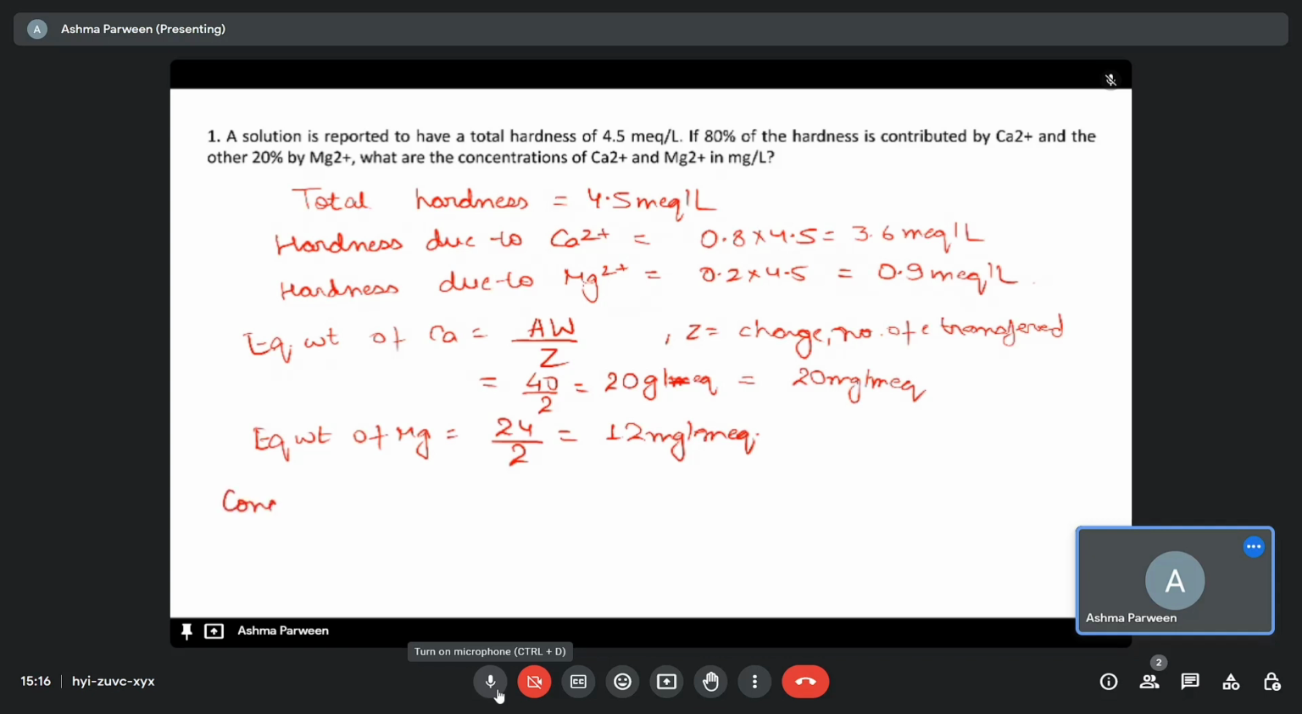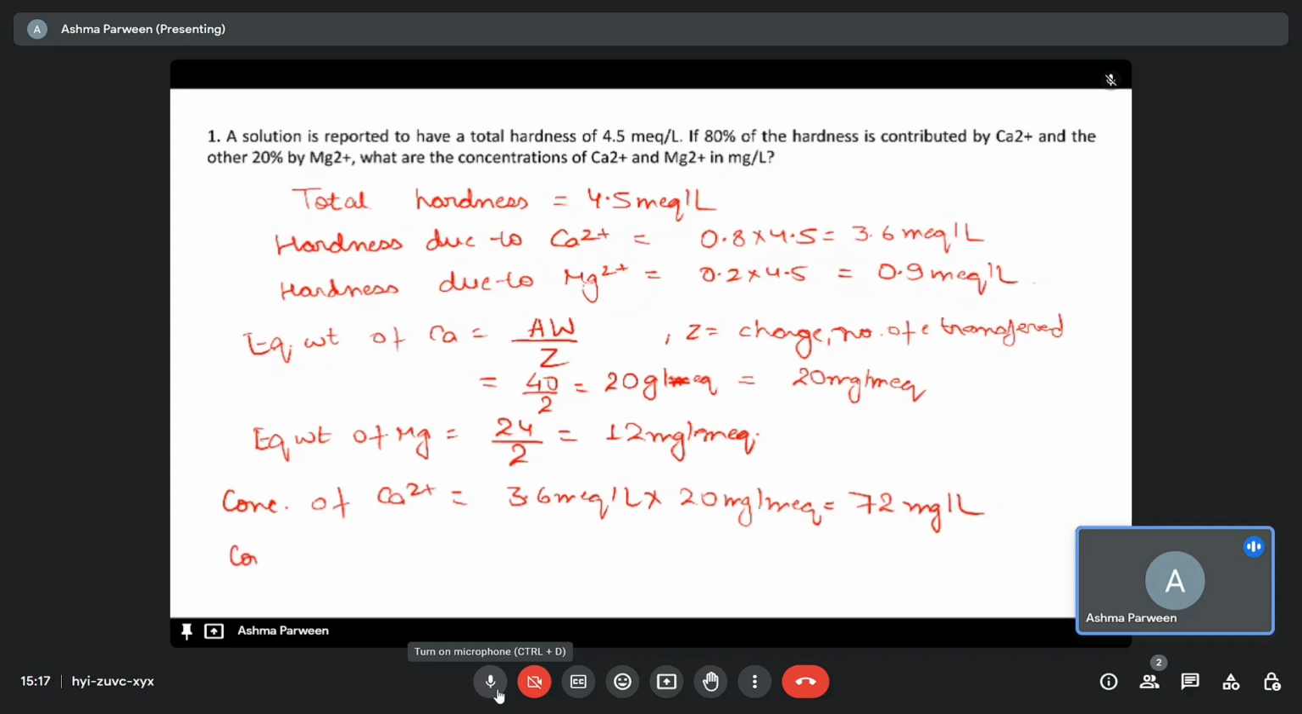Now let's find the concentration of Ca2+, which is 3.6 milliequivalent per liter, and we have calculated the equivalent weight of calcium as 20 milligrams per milliequivalent. So it is 20 into 3.6, that is 72 milligrams per liter.